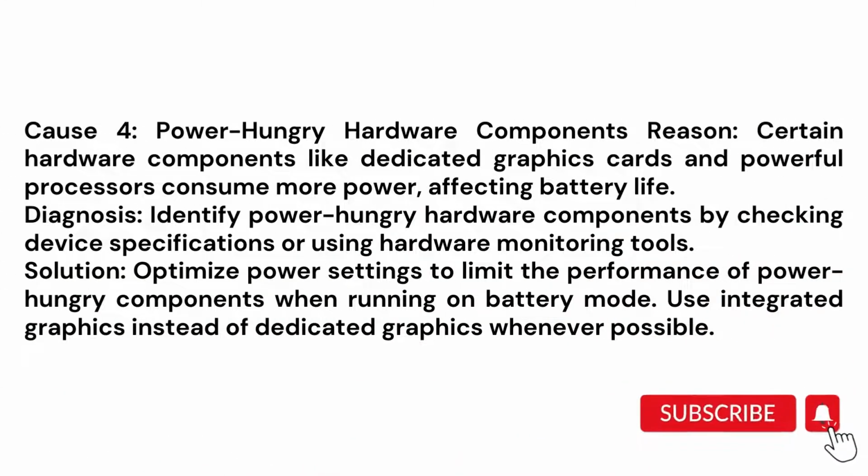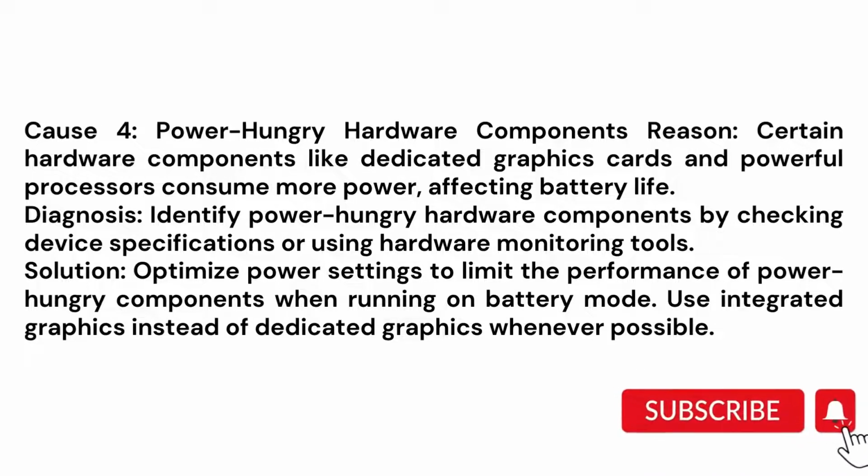Cause 4: Power-hungry hardware components. Reason: Certain hardware components like dedicated graphics cards and powerful processors consume more power, affecting battery life. Diagnosis: Identify power-hungry hardware components by checking device specifications or using hardware monitoring tools. Solution: Optimize power settings to limit the performance of power-hungry components when running on battery mode. Use integrated graphics instead of dedicated graphics whenever possible.